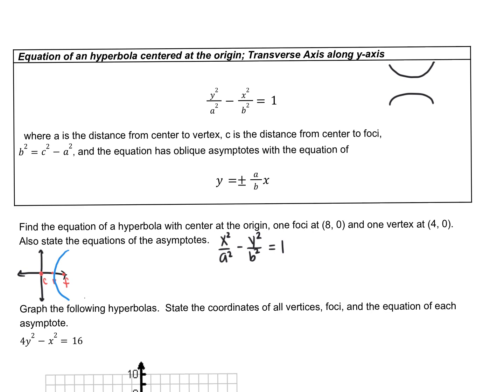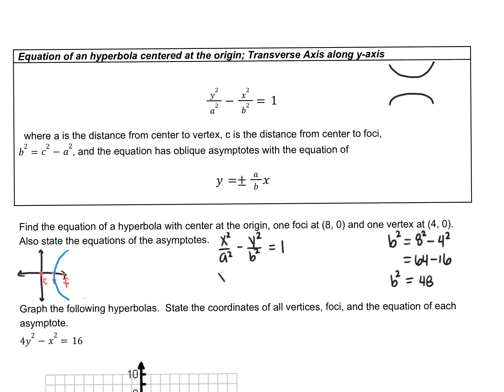I already know a, and I already know c, so now I just need to figure out b. So we're going to use our equation b squared equals c squared, the distance from our center to our focus, which is 8, so 8 squared, minus a squared, the distance from our center to our vertex, 4 squared. So we're going to have 64 minus 16, which is 48. So that tells us b squared is 48.